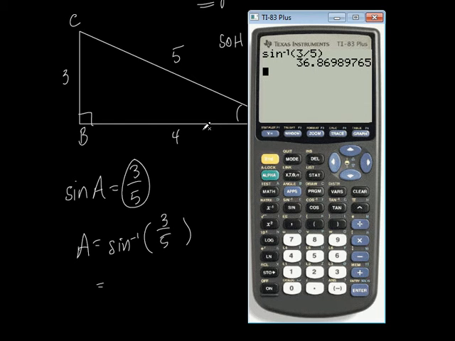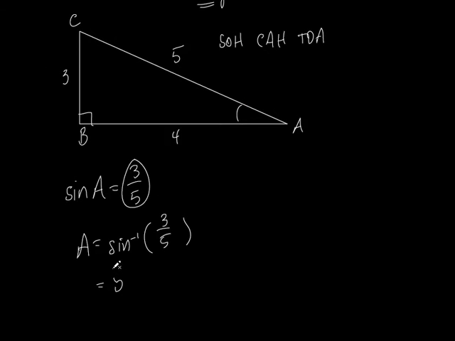36.87, it's an angle. What do we normally do with the angles? Round it, yeah, to the nearest degree. So it's approximately 37 degrees. It's about. Can you remember that? How to find the angles?